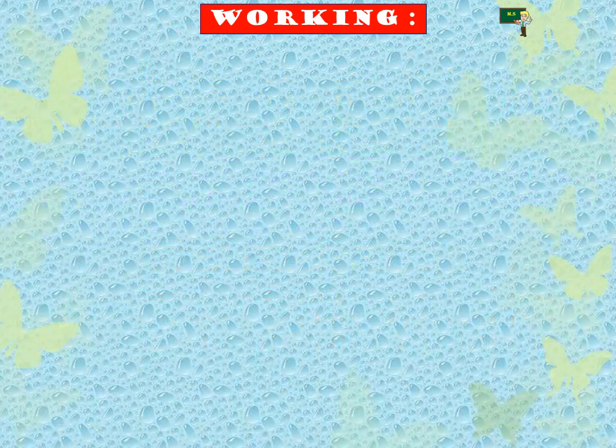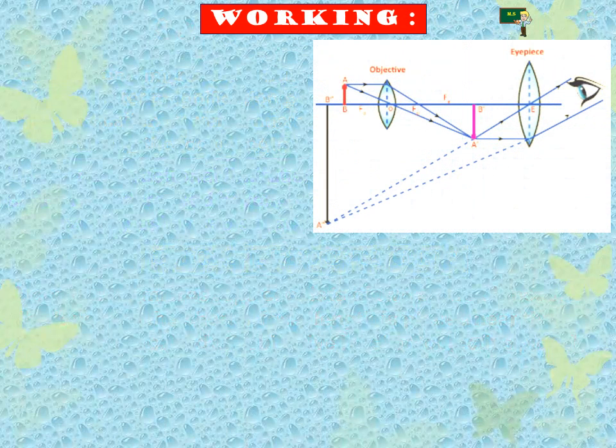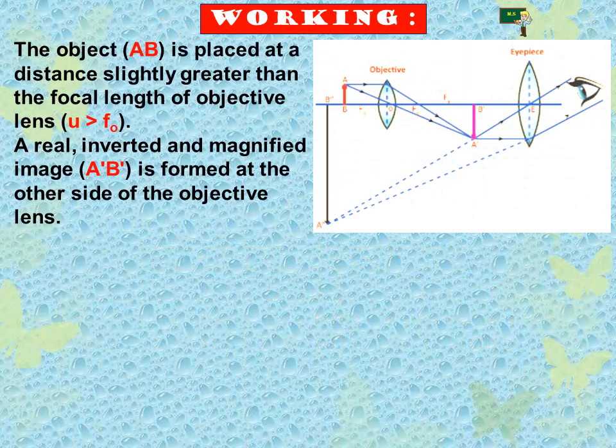Now, the working of the compound microscope. You can see here we use two lenses, maybe of different shapes, one is the objective and another one is near the eyepiece. The object AB is placed at a distance slightly greater than the focal length of the objective lens. The real, inverted and magnified image A'B' is formed at the other side of the objective lens.